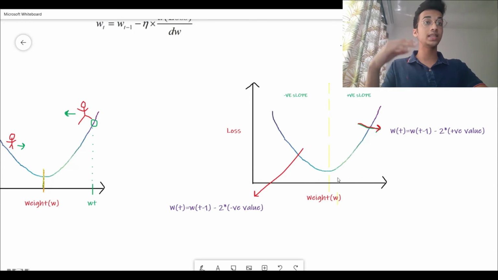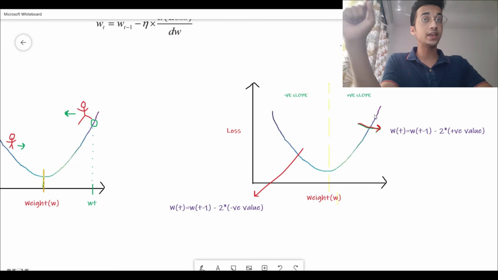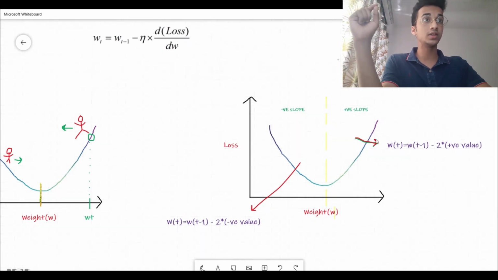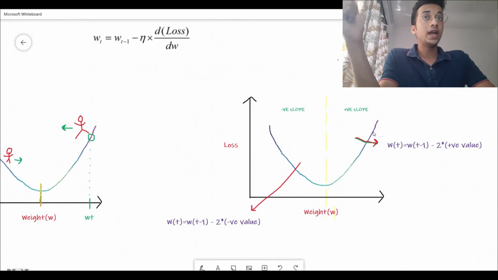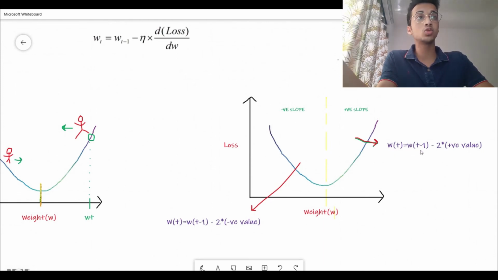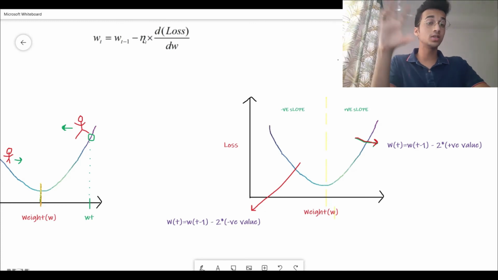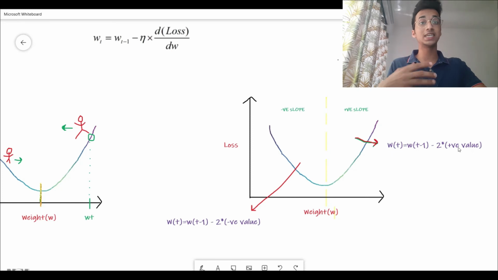So let's look at what the equation is going to look like on the right hand side and the left hand side. If you're at any point on the right hand side, the weight updation equation is going to look like this. Wt is equal to Wt minus 1 minus, let's assume the learning rate to be some positive value, let's say 2, into the derivative, and the derivative is going to be a positive value, which means if you look at this equation, the weight is going to decrease. So if the weight decreases, you're going to move towards the left side, as we want.